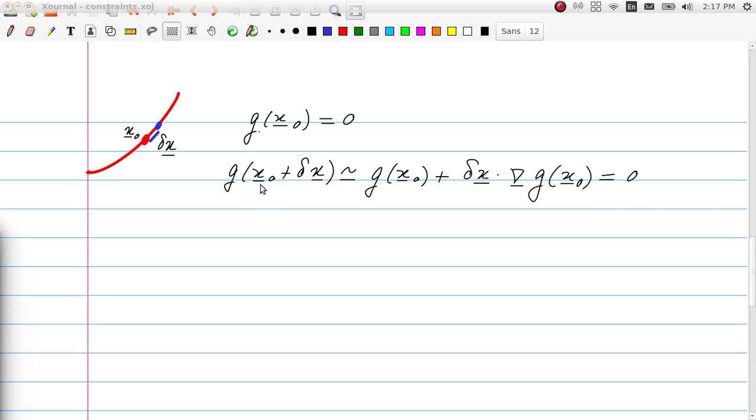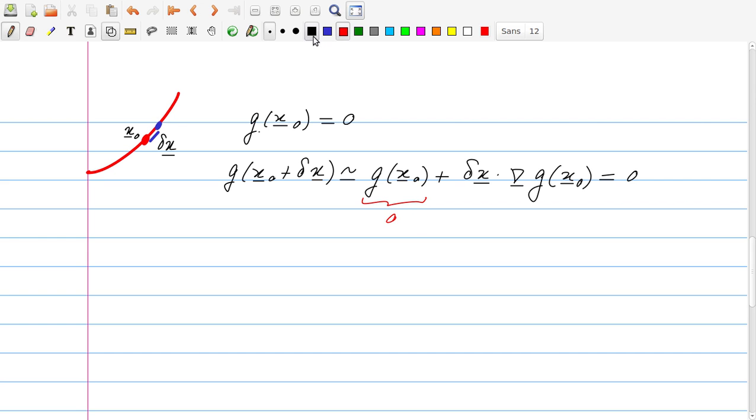And if we move away a little bit, we come to the new point, x0 plus delta x, and we can do a Taylor expansion around x0. But if the new point also is on the path, then the result should be 0. And because already g of x0 itself is 0, we find that delta x is perpendicular to the gradient of g at x0. Well, that's a well-known result. The gradient of g has a direction which is perpendicular to the path given by g(x) is constant.